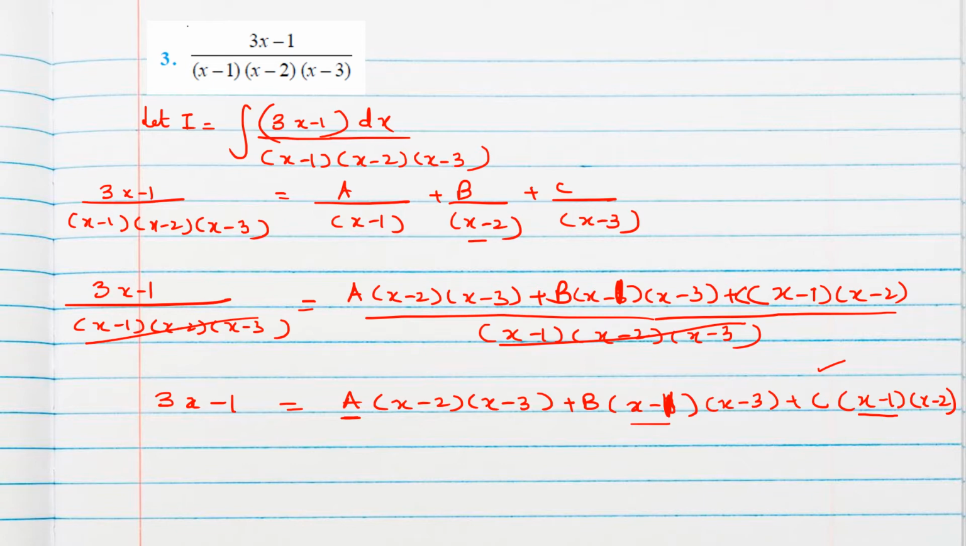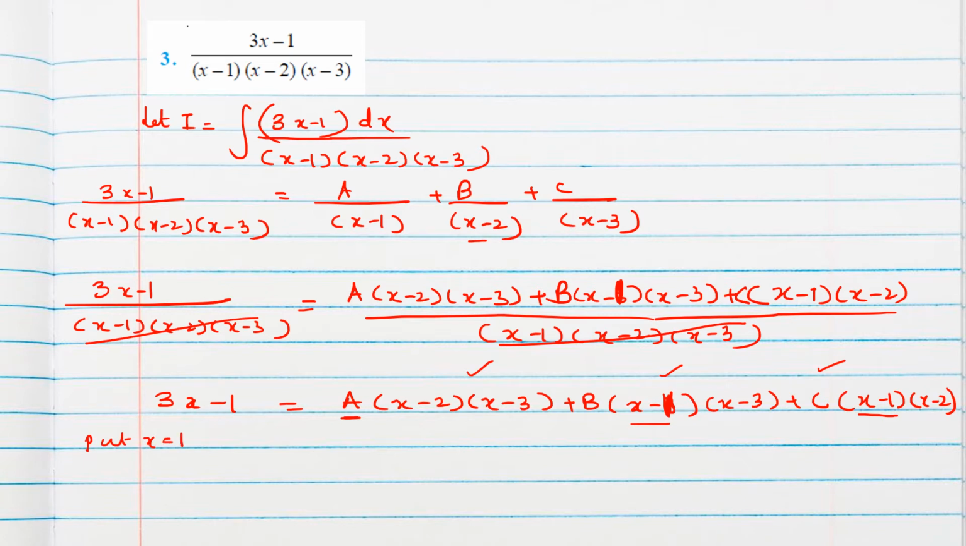Now to find the value of B, you put x as 2. If you put x as 2, this bracket will go and this bracket will go. That means A and C terms will go. You will be left with only the B term, and from that term you can find B easily. Similarly for C, you should put x as 3, because if you put x as 3, the B and A terms will go. So first we'll put x as 1.